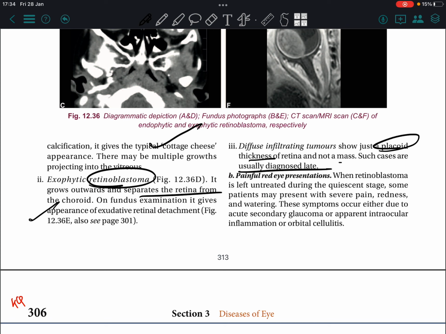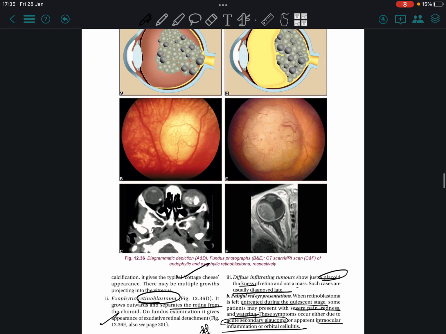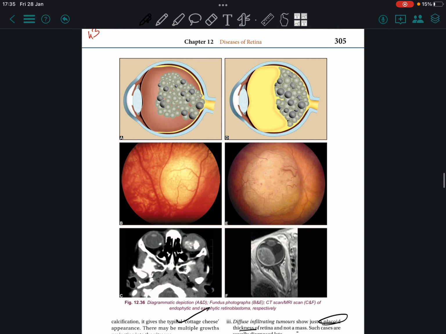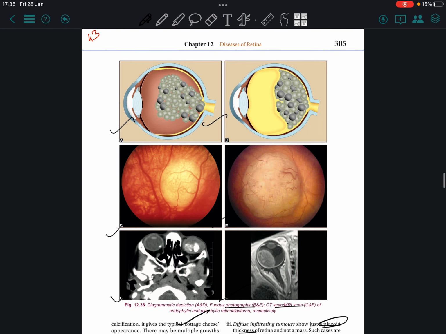Painful red eye presentation: when retinoblastoma is left untreated during the quiescent stage, some patients may present with severe pain, redness, and watering. These symptoms may occur due to acute secondary glaucoma, apparent intraocular inflammation, or orbital cellulitis. These are differential diagnoses. Diagrammatic depiction A and D, fundus photography B and E, CT MRI C and F of endophytic and exophytic retinoblastoma.